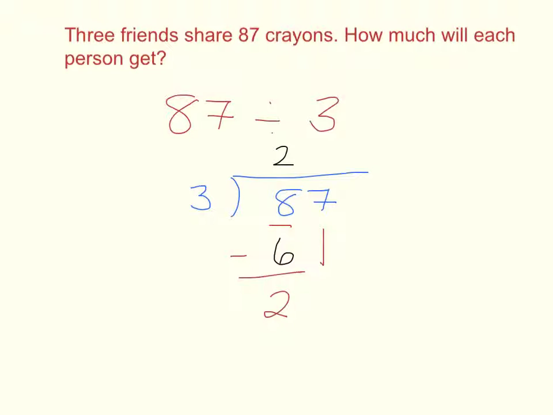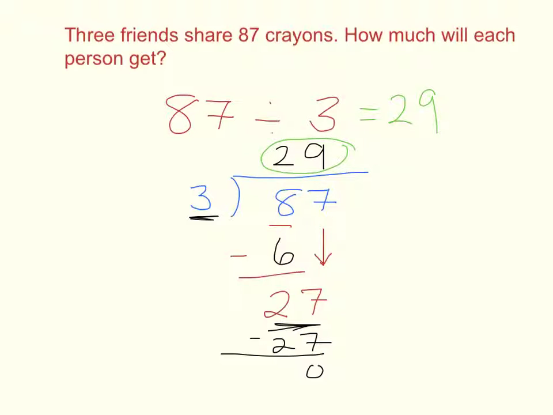So divide, multiply, subtract, I bring down the 7. Now I do 3 goes into 27. I keep going back to this divisor and thinking about what's the new number I need to go into. And 3 goes into 27 9 times. And then I multiply. 9 times 3 is 27. I subtract, I get 0, and there's nothing else to come down. So that tells me right here that 3 goes into 87 29 times. Or in this case, each friend gets 29 crayons.